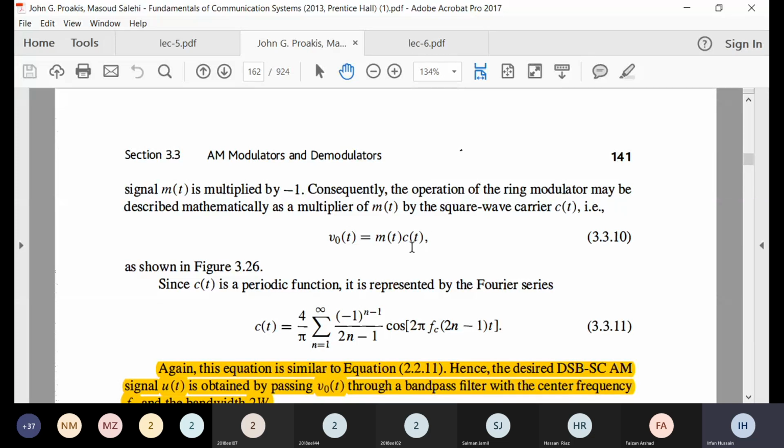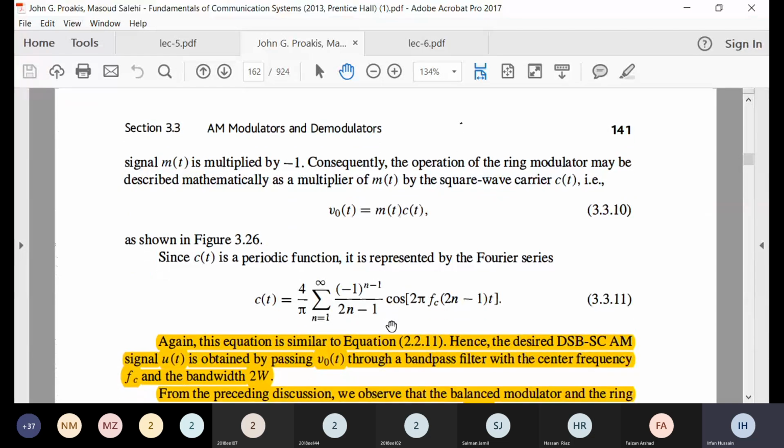This c(t) can also be represented by the same series with just a constant change, as in the previous case of a switching modulator. You can again multiply this m(t) with this c(t), and then pass it through a band pass filter. So you will get only those two terms which are at frequency fc, while all others will be rejected, and hence you will get a double sideband suppressed carrier signal.